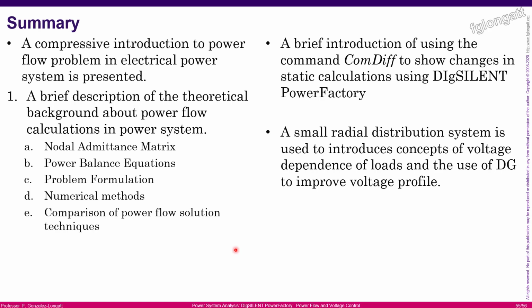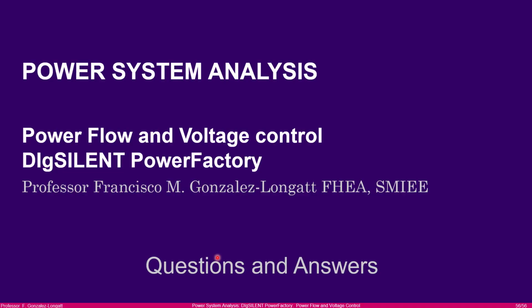As I said in that section, Newton-Raphson is probably the most used method for solving the power flow problem, and it is the method used inside DIgSILENT PowerFactory, okay? I presented a couple of examples, one of them presenting the common difference, and I presented a small system, a radial distribution system, in order to introduce the concept of voltage dependence of the loads and the use of DG to improve voltage profiles, okay?